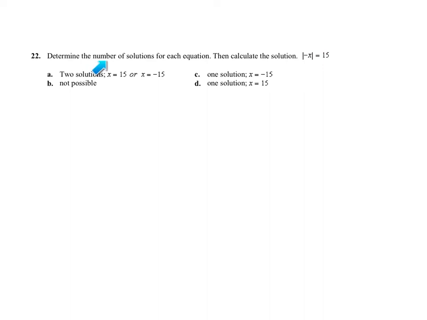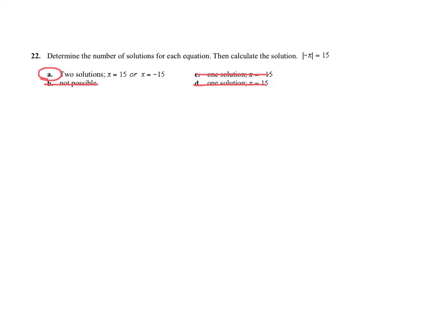Determine the number of solutions for each equation, then calculate the solution. So these were those sentences that we wrote down in our lesson packets. If an absolute value equals a positive number, then we have 2 solutions. So right off the bat, you know this is not a solution, and that's not a solution. So right away from knowing that one sentence, you would have known A should be our answer.